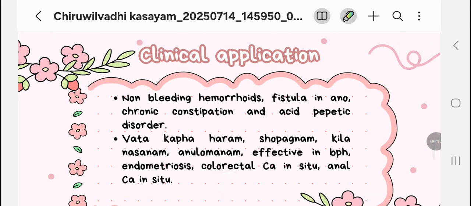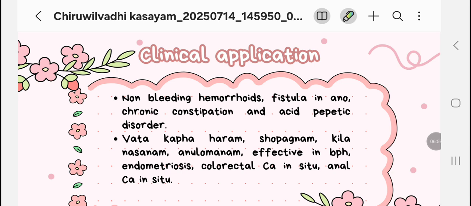This is a small slide to help you remember the things. It is used for non-bleeding hemorrhoids, so we use it in vata kapha arshas. It is used in fistula in ano, chronic constipation, and acid peptic disorders. It has vata kaphahara property, shofagna property because of punarnava, and keela nashanam. Keela here means arshas, so it acts as keela nashanam. It has anulomana property due to abhaya. It is also effective in benign prostatic hypertrophy, because the prostate gland becomes enlarged, so we can consider it as a shofam and give it.